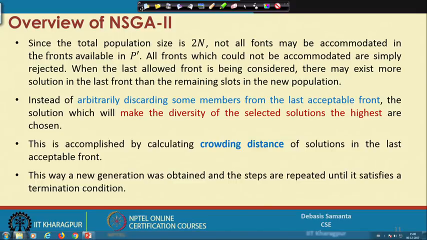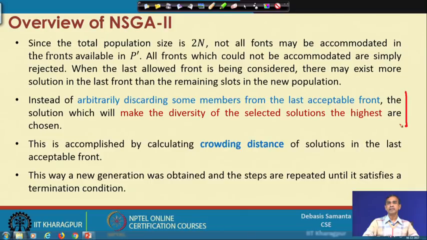Here the idea again is that, instead of arbitrarily discarding some members from the last front, the solutions which make the diversity of the selected solutions the highest should be chosen. This is one important criterion or rationale: the last front contains solutions that exceed the maximum size of the population, so how do we select solutions so that the size is exactly the same as the population size? The basic idea is that from the last front we have to select the solutions which are very good as far as population diversity is concerned.